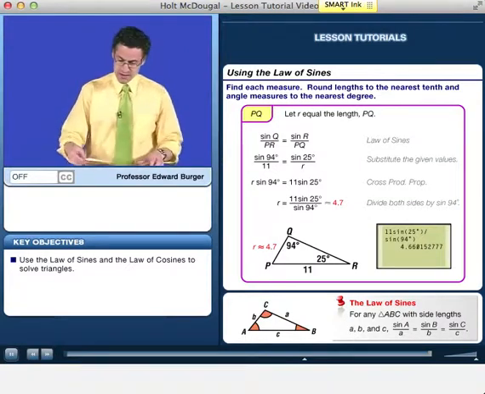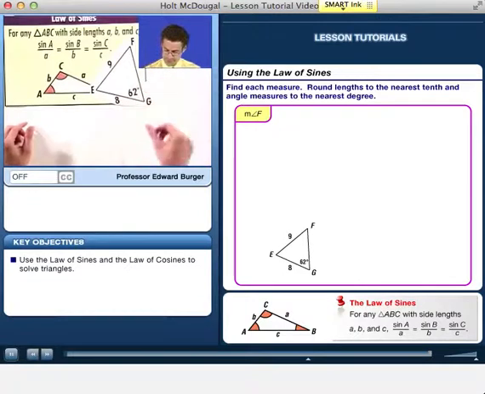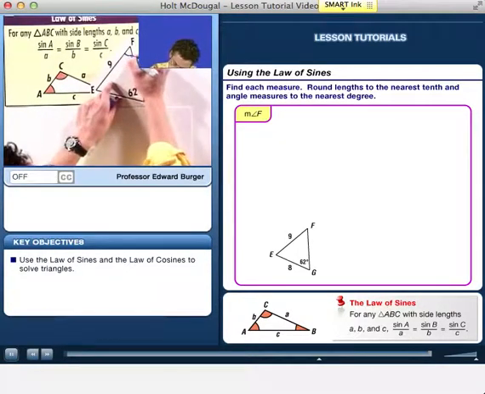Okay, anyway, here's a triangle. Let's see if we can make some sense out of this. So I know that this is 9, I know this is 8 in length, and I know that this angle is 62 degrees, and I want to find the angle F. That's my mission, is to find angle F. We'll round to the nearest degree. But let's find angle F.